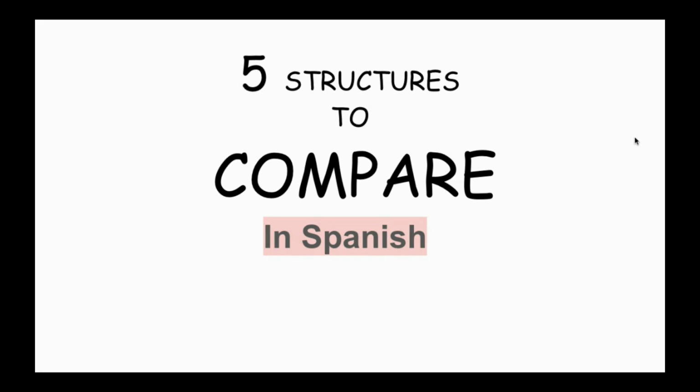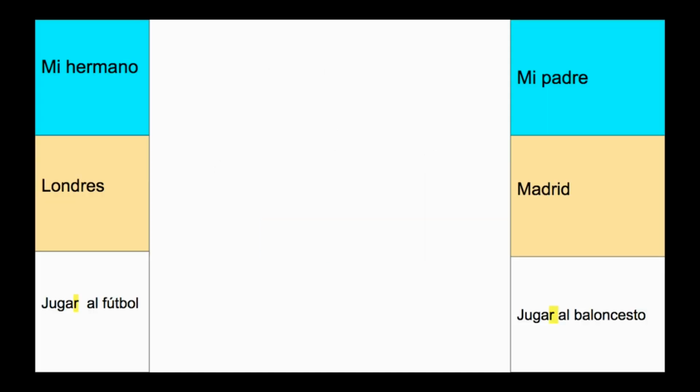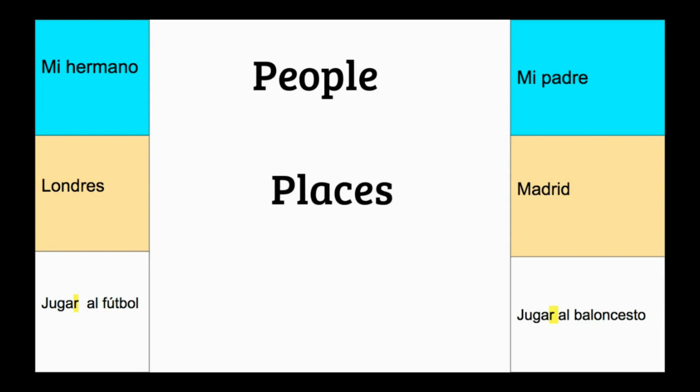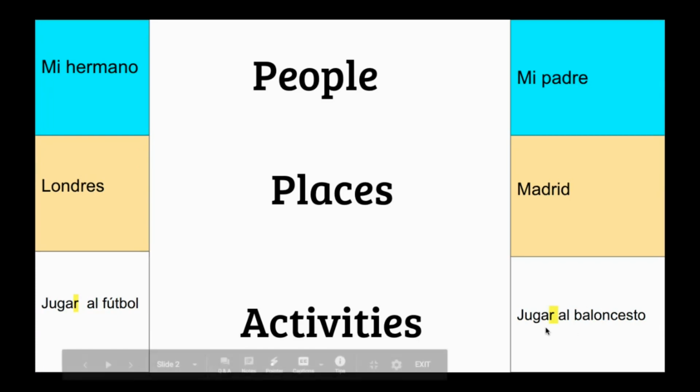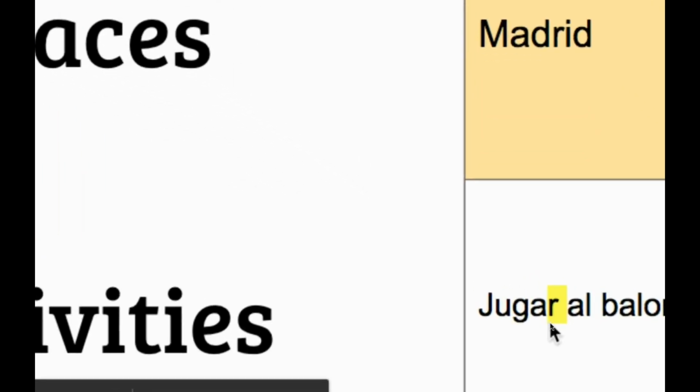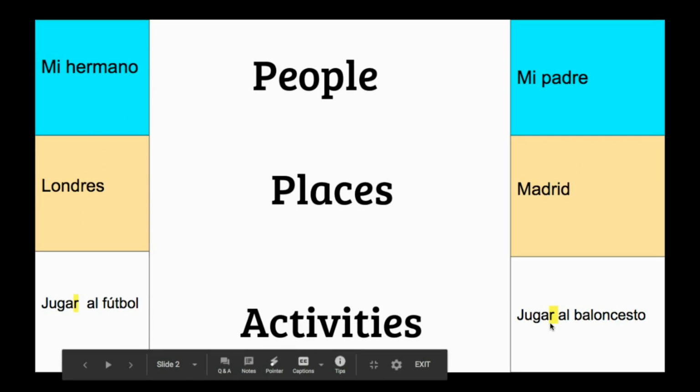So 5 amazing structures to compare in Spanish. Something really important for your GCSE in Spanish. Now bear in mind, we are going to compare today people, like mi hermano and mi padre. We are going to compare places, Londres and Madrid. And we are going to compare as well activities, jugar al fútbol and jugar al baloncesto. And remember, the activities that you are comparing, they need to end in R. Remember, the verb needs to end in R.